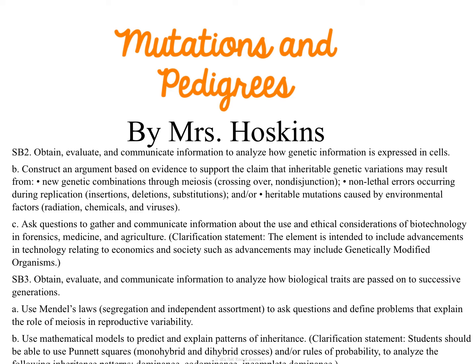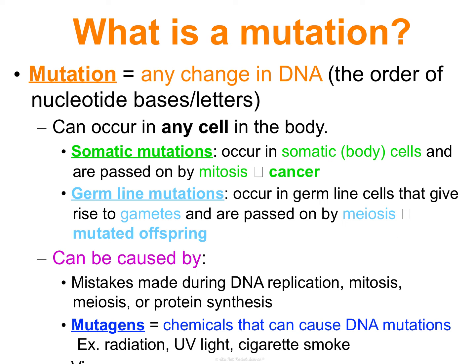Anything and everything you wanted to know about genetic mutations and pedigrees. So, what is a mutation anyway? Well, that's any change in the DNA, and it has to be the order of the nucleotide base sequence, the letter sequence. So, anything that is a change in what we consider the norm or the normal DNA sequence. And this can occur in any cell of the body.